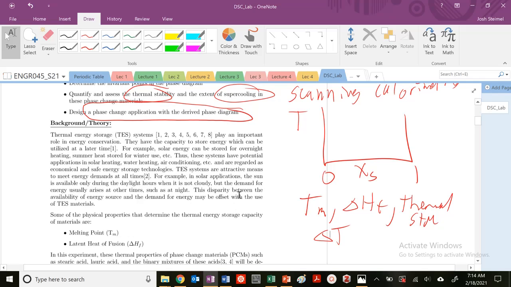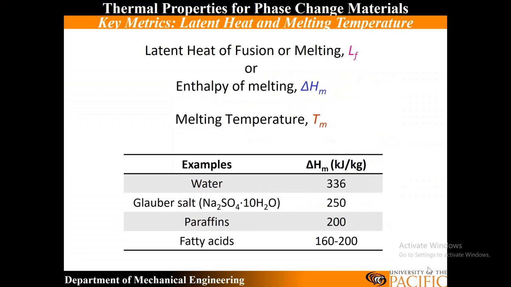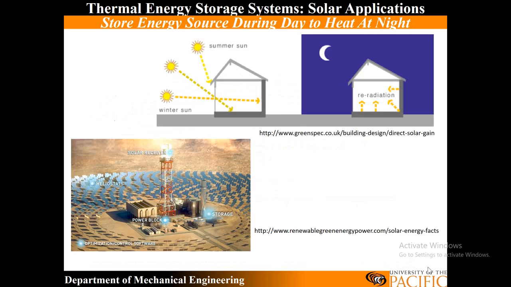So these are going to be the 4 key thermal properties that we want to investigate in this lab. We've seen lots of examples of thermal energy storage systems. Again, they store energy which can be utilized at a later time, such as solar energy. There's lots of different types of TES systems. Let's go to our PowerPoint slide.